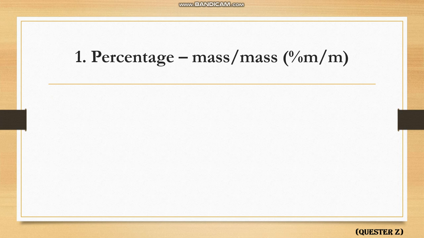If the quantity of solute and solvent is given in mass, in grams, we will use the percentage mass to mass formula to find out the concentration. It is the number of grams of solute dissolved in 100 grams of solution. This means both the quantity of solute and solvent are in grams, so the 100 grams will make the total solution.